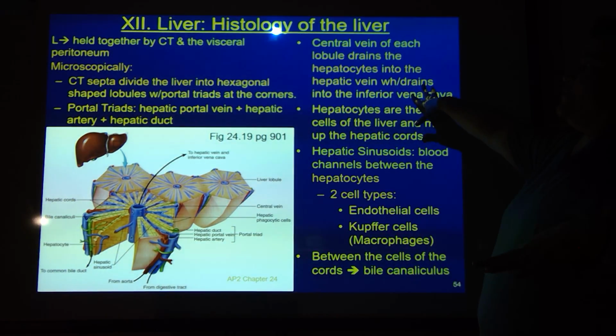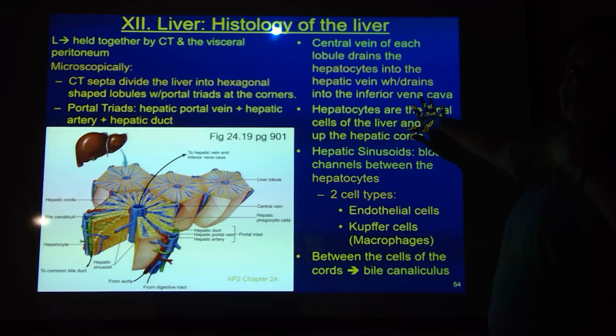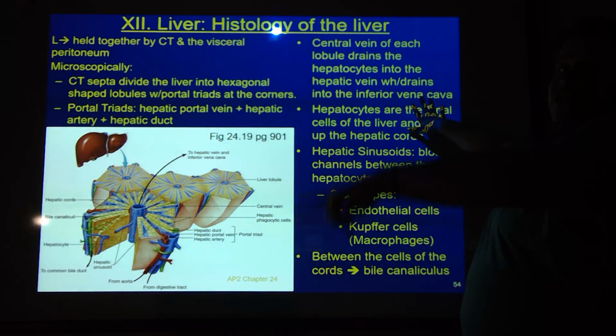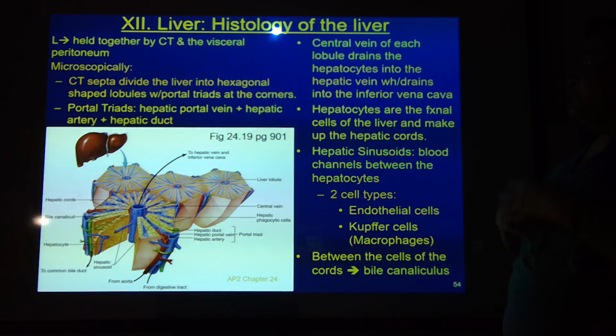The central vein of each lobule drains the hepatocytes into the hepatic vein, which drains into the inferior vena cava. Again, eventually this is going to make its way back to the heart and go into general circulation. The hepatocytes are the functional cells of the liver. Hepato, remember, means liver. Cytes means cells. So they're the functional cells of the liver that make up the hepatic cords, the walls that I just showed you over there. The sinusoids are the blood channels between those hepatocytes.